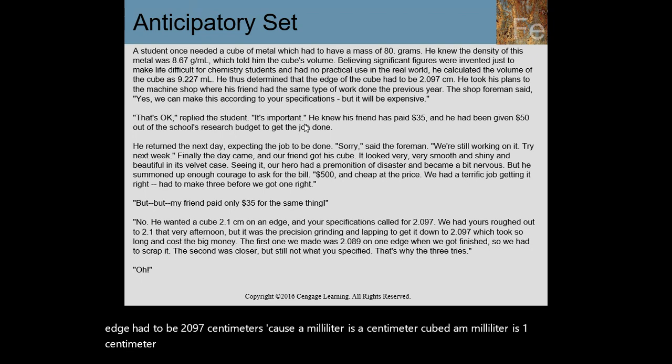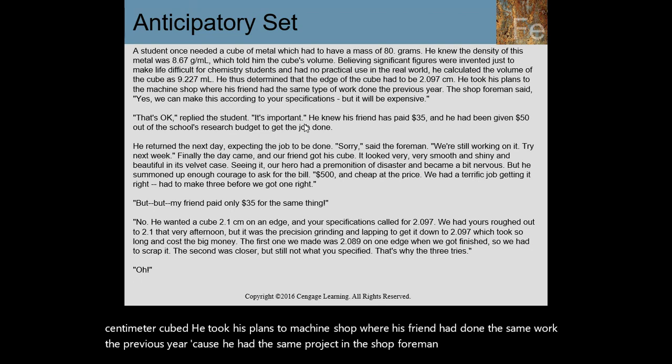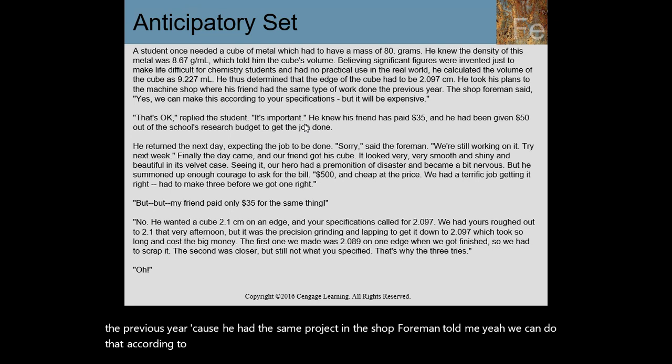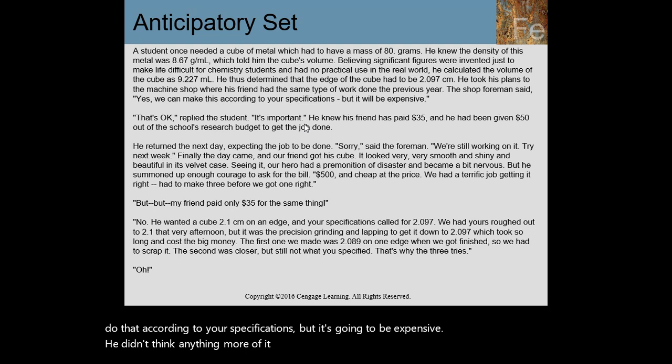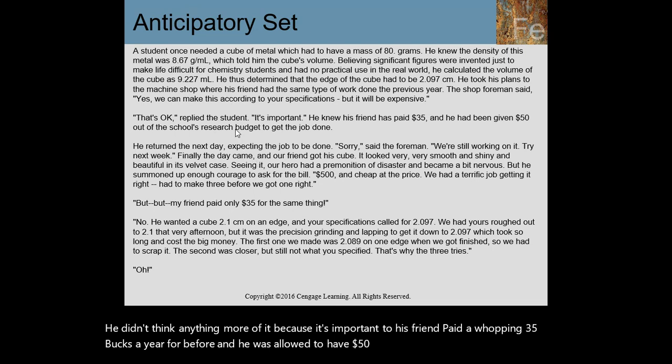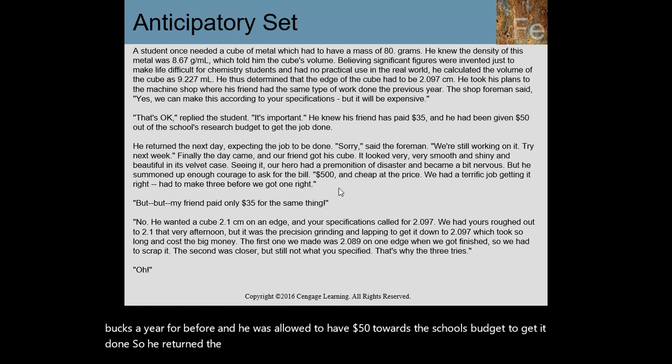He took his plans to the machine shop where his friend had done the same work the previous year because he had the same project. And the shop foreman told him, yeah, we can do that according to your specifications, but it's going to be expensive. He didn't think anything more of it. He knew his friend paid a whopping $35 a year before, and he was allowed to have $50 from the school's budget to get it done. So he returned the next day, expecting the job to be done. Sorry, said the foreman, we're still working on it. Try next week. Finally, the day came, and our friend got his cube.